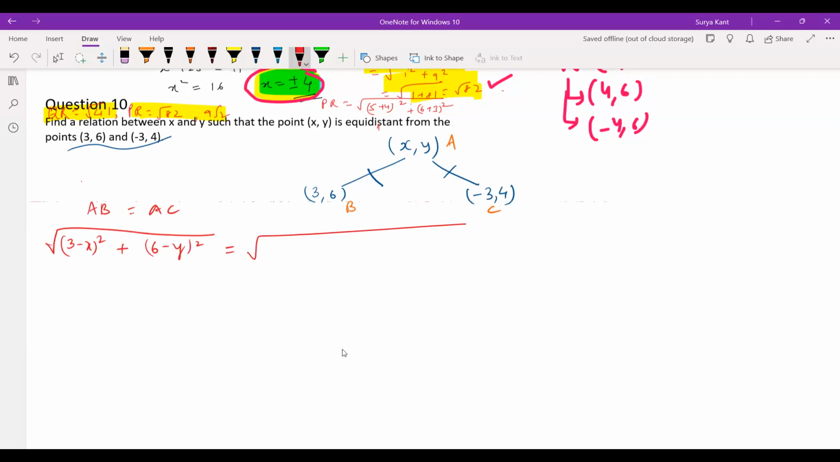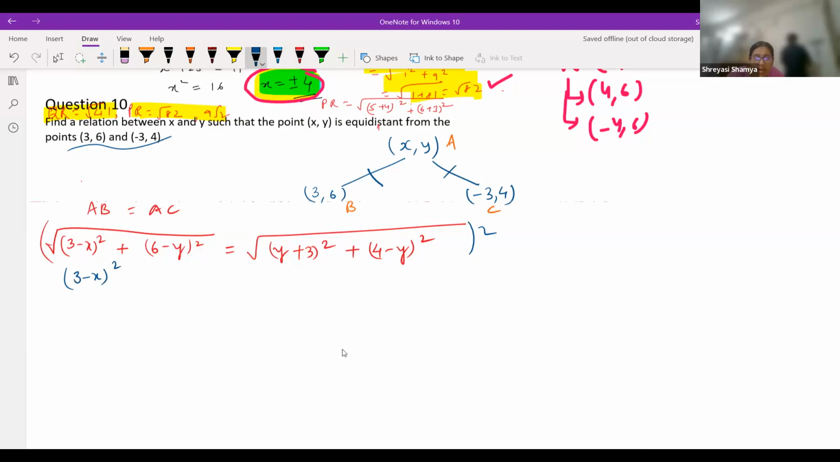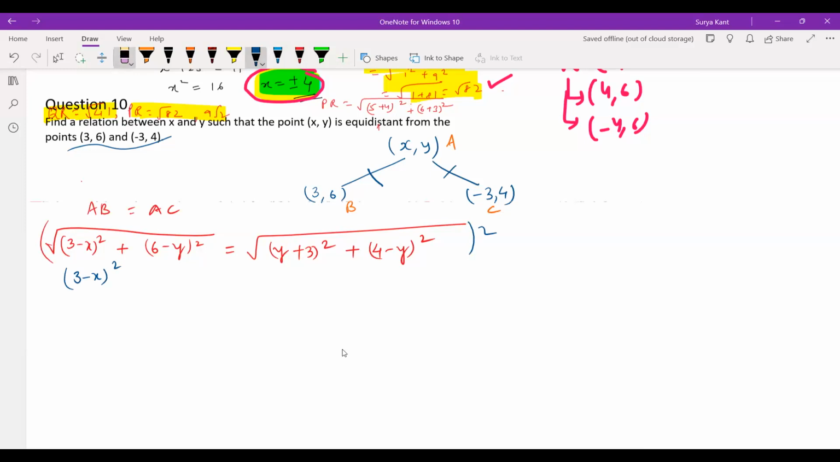Root over again y plus 3 whole square plus 4 minus y whole square. You can write minus 3 minus y also, but I'll write y plus 3. Now squaring both sides, what will happen? If you don't know, the root will get cancelled. So you'll get only 3... Sir, why did you write y plus 3? It should be x plus 3, no, sir? Okay, yeah, correct. It should be x plus 3.